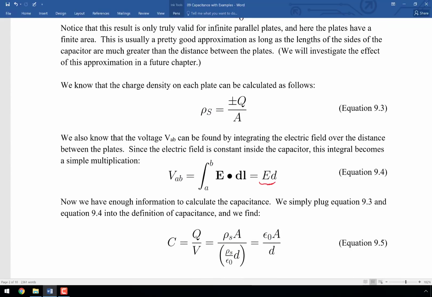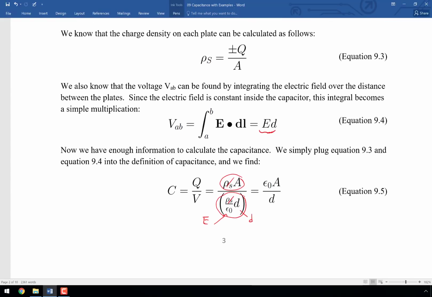We can then plug those two equations in. Rho sub s times A gets plugged in for Q, and then rho sub s over epsilon 0 times D gets plugged in for E times D. So this part is E, and of course then that's just D. The rho sub s's are going to cancel. The epsilon 0 moves up into the numerator, and we're left with epsilon 0 times A divided by D. So we have a really solid equation for the capacitance of a parallel plate capacitor.